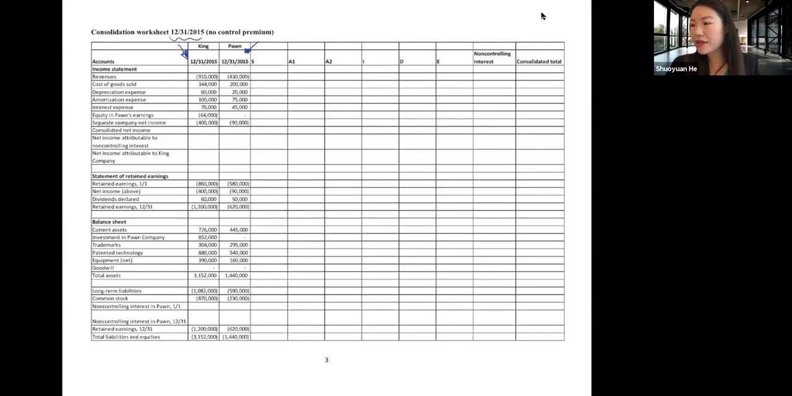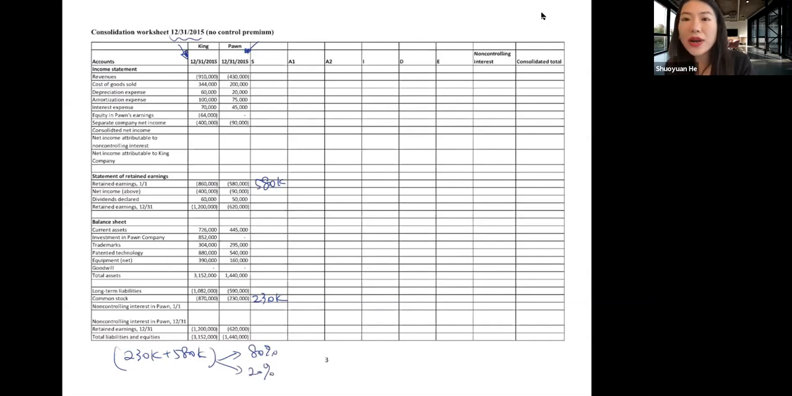Consolidation entry S is to eliminate the subsidiary's shareholders' equity accounts. The subsidiary has common stock of 230,000. To eliminate it, we debit 230,000. Its beginning retained earnings is 580,000. To eliminate it, we debit 580,000. So what is the total? The total is 810,000. And this total is divided between controlling interest and non-controlling interest.